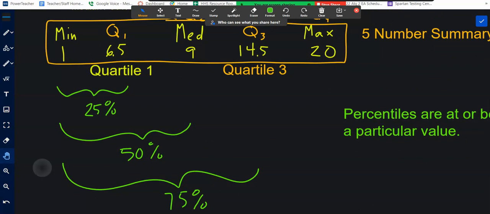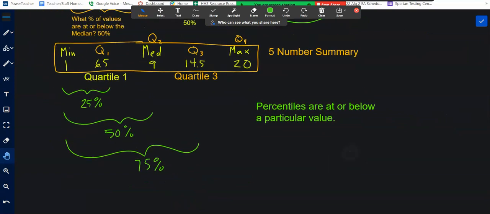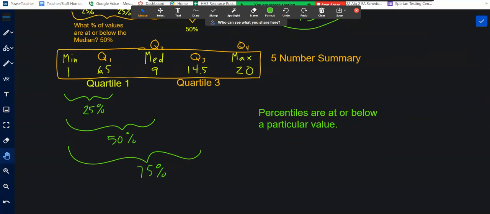Okay, so quartiles are based on 25% chunks. So quartile 1 has all the data from the minimum to 25% of the data. Median has everything from 0 to 50%. Quartile 3 has everything from 0 to 75%. Technically, the max has everything from 0 to 100%, but I'm sure you probably know that. Okay? Percentiles, as we have noted, are at or below a particular level.